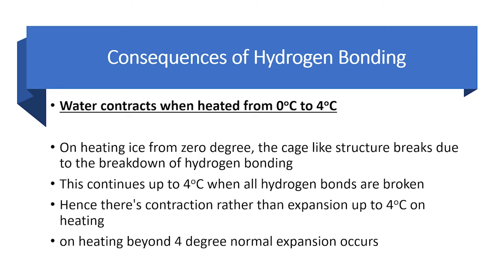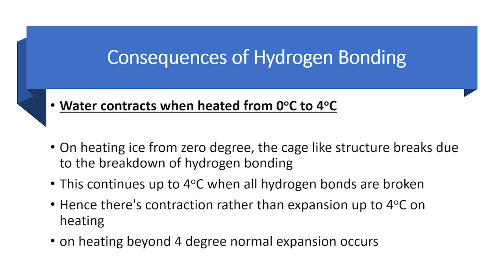We know at 0 degrees water has a cage-like structure. So when you heat water from 0 degrees up to 4 degrees, the cage-like structure breaks down, as the hydrogen bonds are broken. When the hydrogen bonds are broken, the cage-like structure will be lost, so the volume occupied will be less. That means there occurs contraction rather than expansion. So up to 4 degrees, the hydrogen bonds are broken.